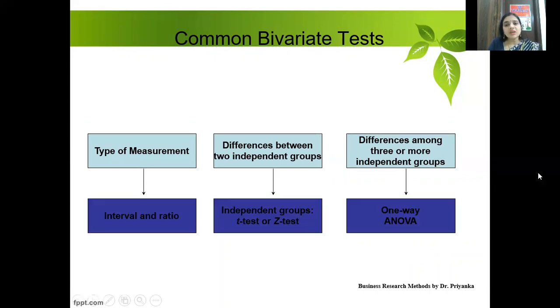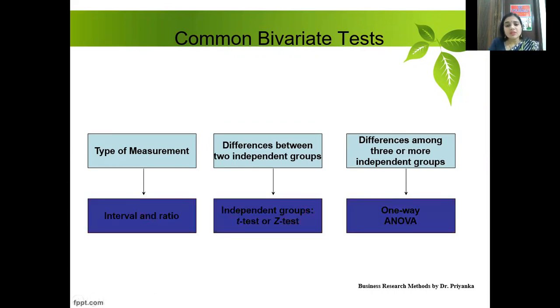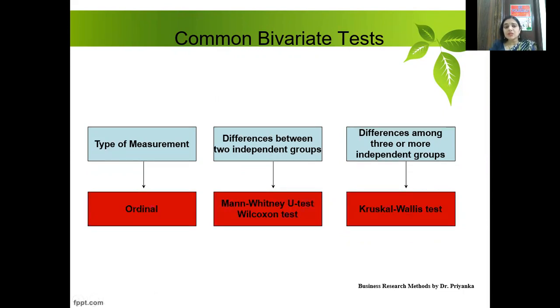And in the same way, differences among three or more independent groups were analyzed using one-way ANOVA. And when it comes to ordinal data, we will be using Kruskal-Wallis test in case of checking the difference between three or more independent groups, right? We have discussed these two analyses in our last presentation. Now we'll be discussing Mann-Whitney test, Wilcoxon test, and Kruskal-Wallis test.